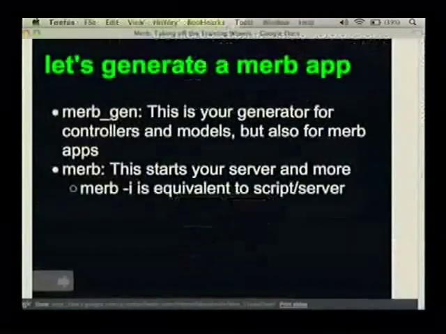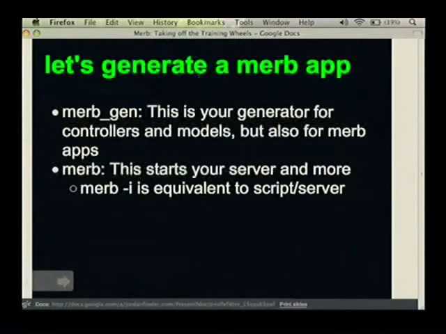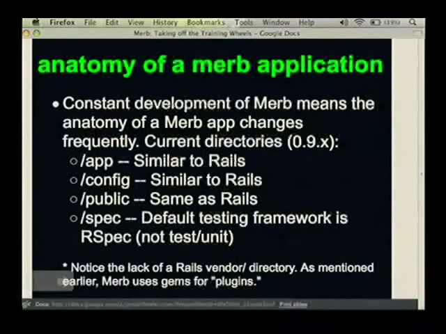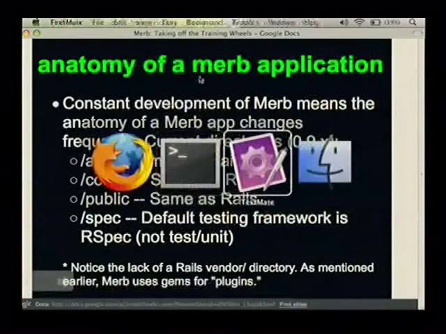Okay, so where was it? So we generated a Merb app. The anatomy of a Merb application has changed quite a bit from 0.5, 0.3 till now, which is 0.9.1. Currently, because of the constant development, the anatomy is always changing, like I said. So right now at the root, we have app, config, public, spec. That's it. There's a lot missing, if you're used to Rails. And basically all those directories are pretty much exactly the same as you'd find in Rails.